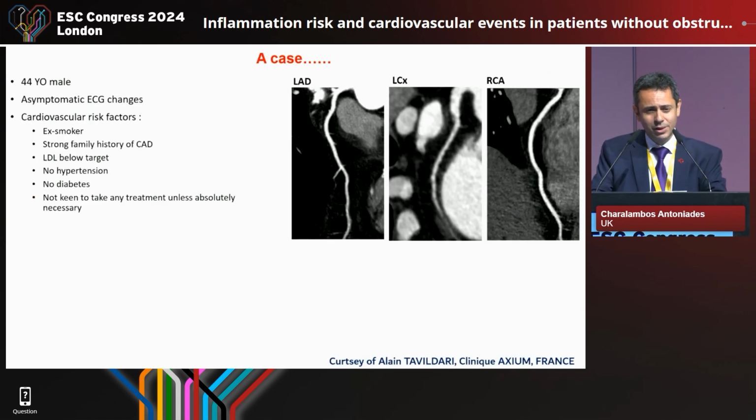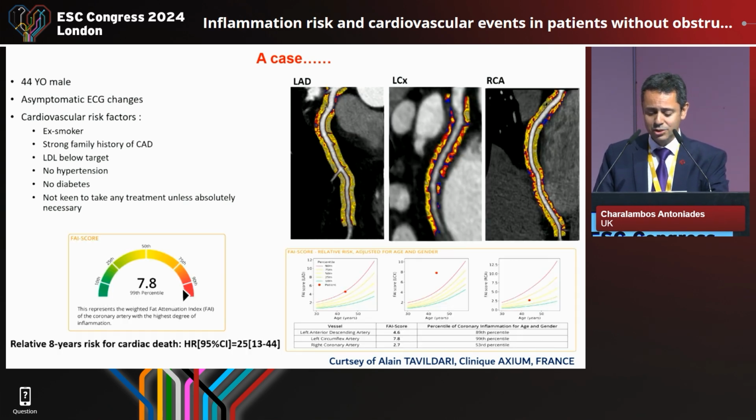Just to close with an example, this is a typical patient that we see very often in our clinics, an absolutely normal coronary CT angiogram. These are the patients that we will normally reassure. This is a patient that had actually 25 times higher risk to die from a cardiac event over the next 10 years, and this is a patient who actually developed an event.